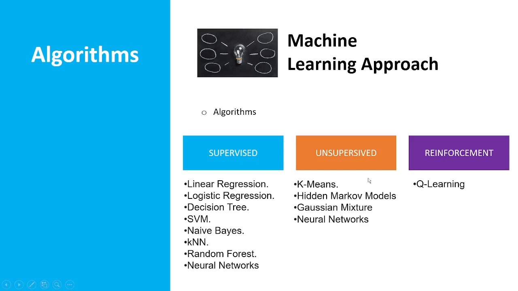If we decide to use an unsupervised learning method, then we can fall on k-means, hidden Markov models, Gaussian mixture models, and of course neural networks. And with reinforcement learning, we can have Q-learning. So now let's come back to what supervised learning actually is.